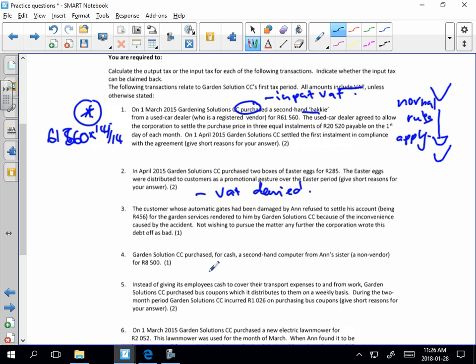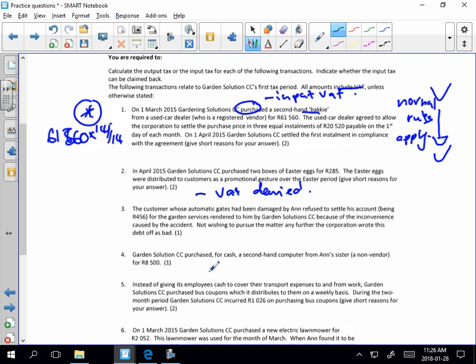Why did you buy the rakes? To give them to your clients, or did you buy them for your business? So you bought them to give them to your clients. So can I claim VAT or can I not claim VAT? Let me go back to the Easter eggs. Why could we not claim VAT? Because it's entertainment, it's VAT denied. So let's go back to the rakes. Are rakes entertainment? Not entertainment. So why are you denying them the VAT? Why can't they claim the VAT?